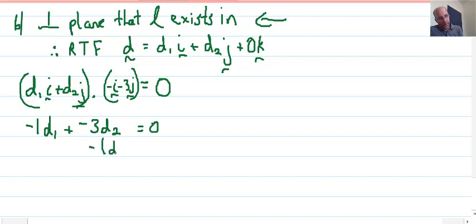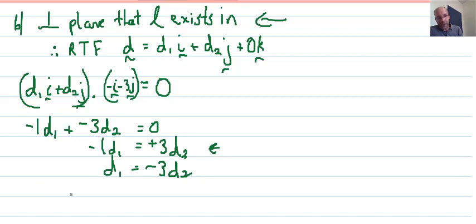Negative d1 equals 3 d2. Oh, wait on, let me go back a step there. I might have said the wrong thing. If we add 3 d2 to both sides, that'll be positive. So I wrote the right thing and said the wrong thing. Negative 1 d1 equals positive 3 d2, so d1 equals negative 3 times d2.